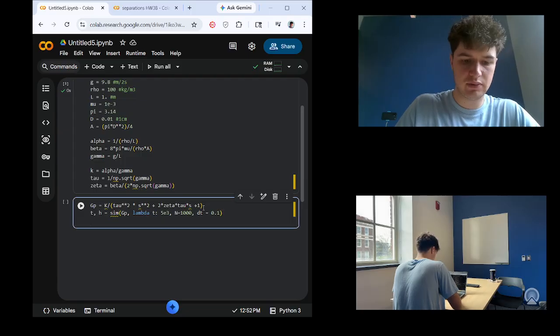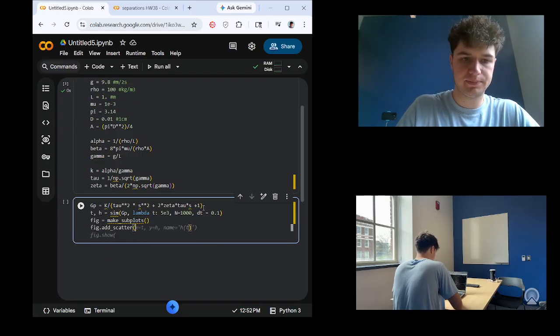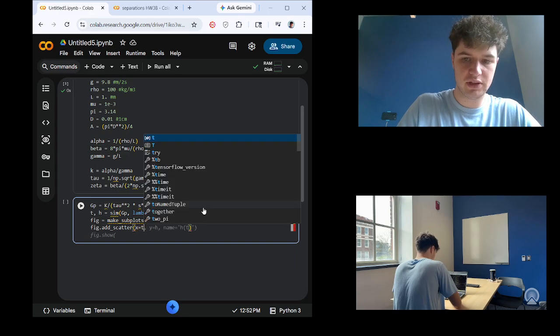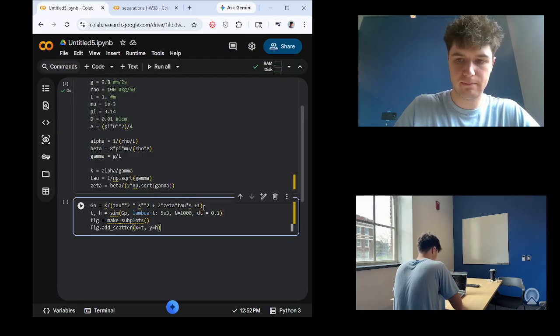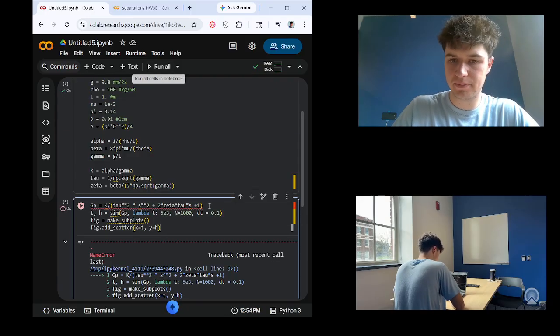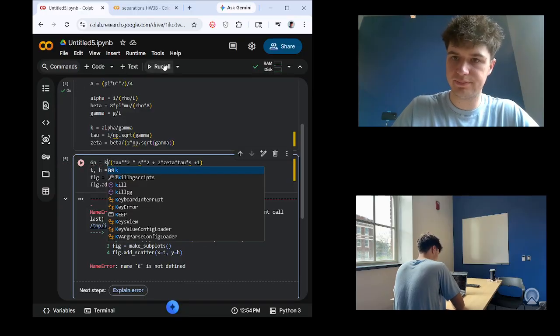Now we need fig equals make underscore subplots. And fig dot add underscore scatter x equals t, y equals h. Let's run this. K is not defined. This should be lowercase.